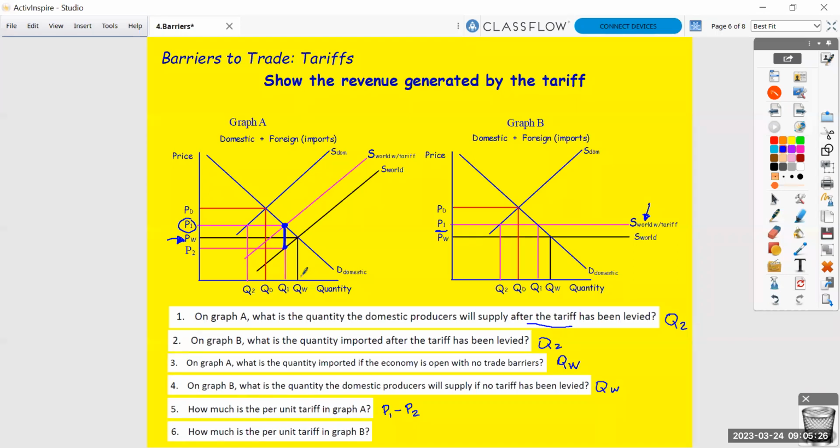An extension question, which I didn't ask on this worksheet, would be: what is the revenue generated by the tariff? That's going to be this box right here: the per unit tariff times the amount imported, that's Q1 minus Q2. This box would represent the tariff revenue.